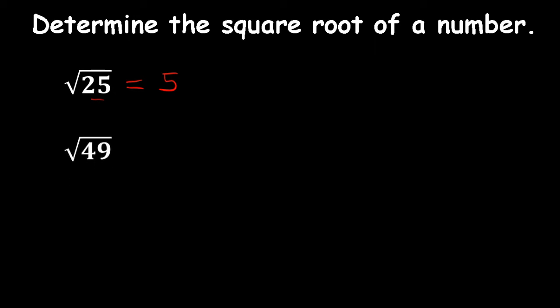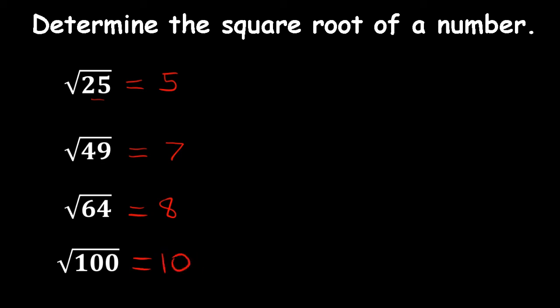Next, square root of 49. It will be easy for you to answer the square root of a small number if you are familiar with the times table. So the square root of 49 is 7, because 7 times 7 is 49. Next, square root of 64 is equal to 8, because 8 times 8 is 64. And the square root of 100 is equal to 10. Easy, right?